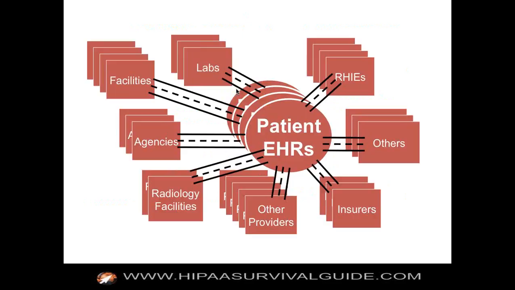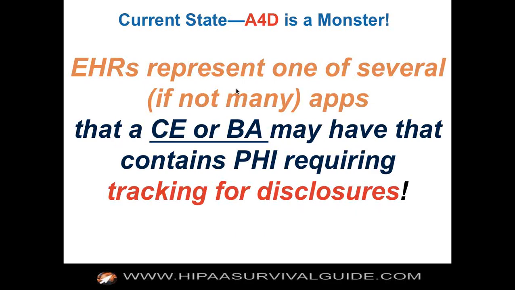So one of the premises in HHS's proposed rule, and what the HITECH Act talked about directly, was really that these disclosures would be coming from EHR systems. But for a number of reasons, that is not really self-contained, because there's PHI outside of it that could come into play. And therefore, EHRs really represent one of several, if not many, applications that a CE or a BA may have that contain PHI requiring tracking for disclosures.